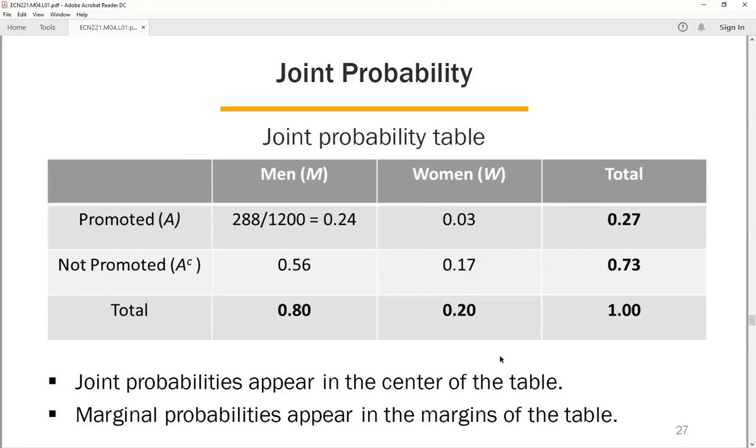So, for example, in this setting, the probability of not being promoted is 0.73. Now, if we knew whether or not the person were a man or a woman, right, then we could make a different assessment of that, use a conditional probability.